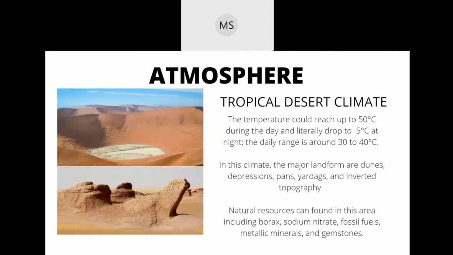The temperature could reach up to 50 degrees Celsius during the day and literally drop to 5 degrees Celsius at night. The daily range is around 30 to 40 degrees Celsius. In this climate, the major landforms are dunes, depressions, pans, viaducts, and inverted topography. Natural resources can be found in this area, including borax, sodium nitrate, fossil fuels, metallic minerals, and gemstones.